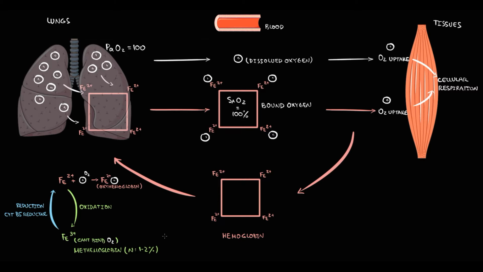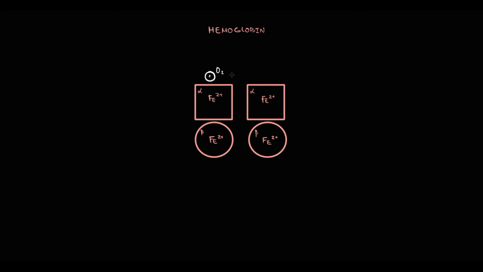Now, let's look at hemoglobin more closely. So, here we have simplified hemoglobin structure. There are 2 alpha and 2 beta chains. Each chain has iron with +2 charge. Each iron with +2 charge can bind 1 oxygen molecule. So in total, hemoglobin can bind up to 4 oxygen molecules.